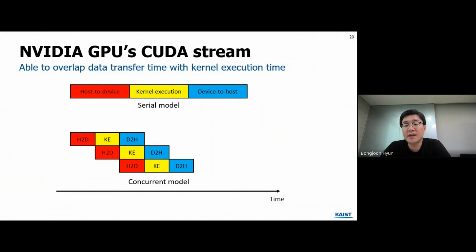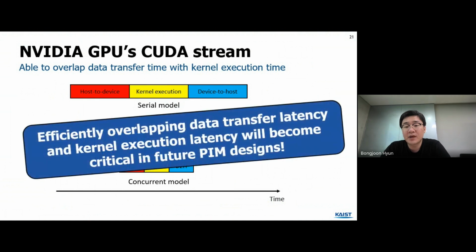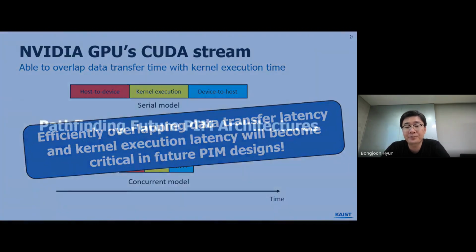On the other hand, in NVIDIA GPUs, the programmer can overlap host-to-device or device-to-host data transfers with kernel execution time by using CUDA streams. We believe that a future version of the UPMEM hardware software stack that supports flexible kernel partitioning and task scheduling, similar to NVIDIA GPU's CUDA streams, can help alleviate such inefficiency, which we believe can be a good use case of our uPIMulator for architecture exploration.